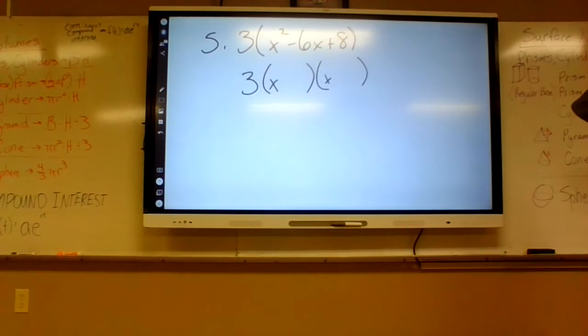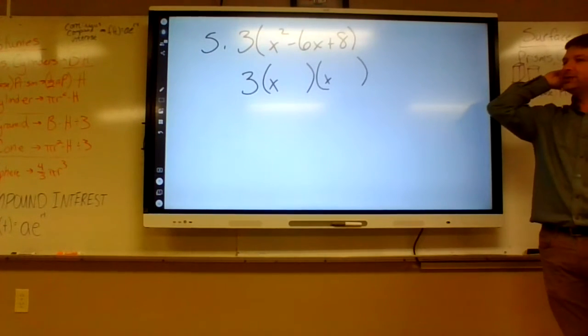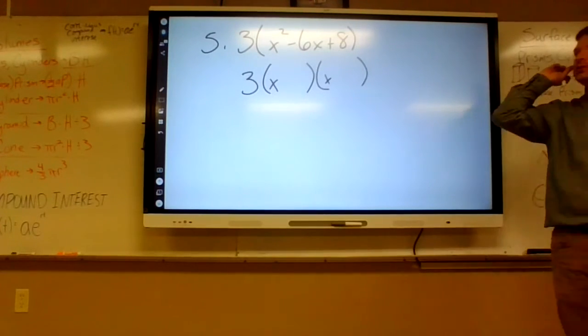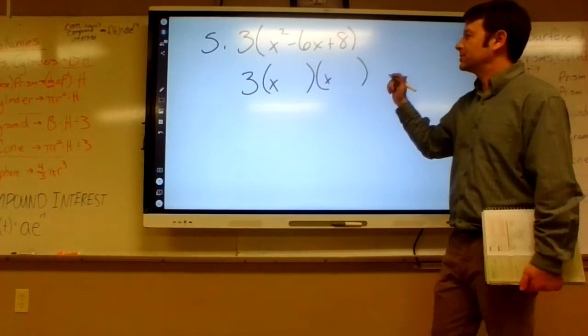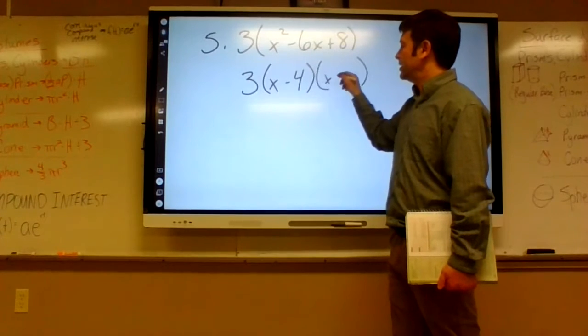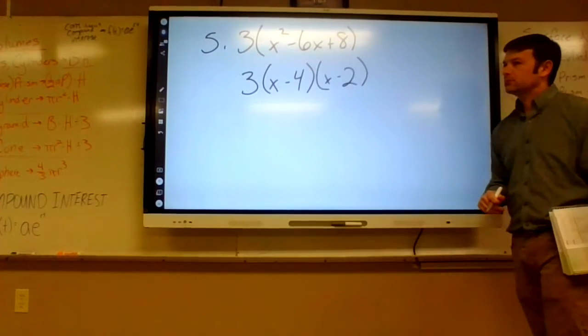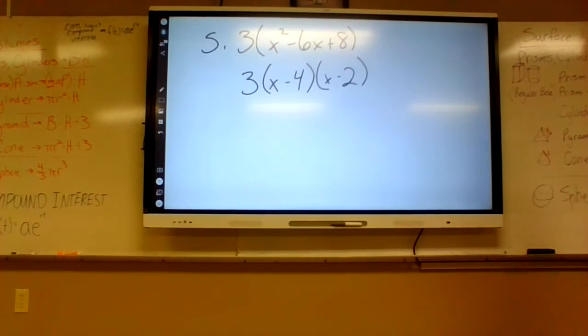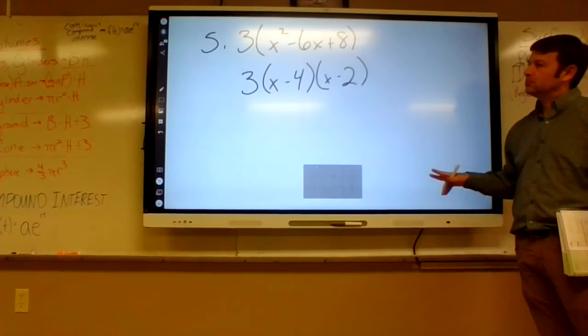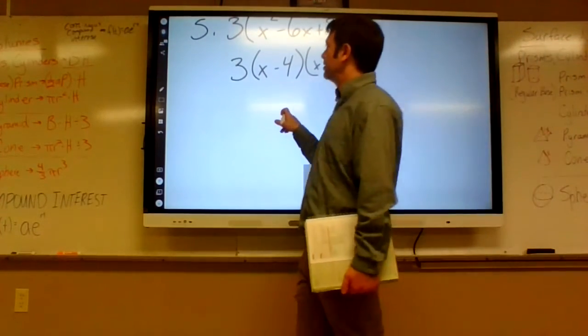Okay, what goes in the back? What goes into 8 that adds up to negative 6? 4 and 2, but it adds up to negative 6, so negative 4 and negative 2. Alright, I'll split that right there.